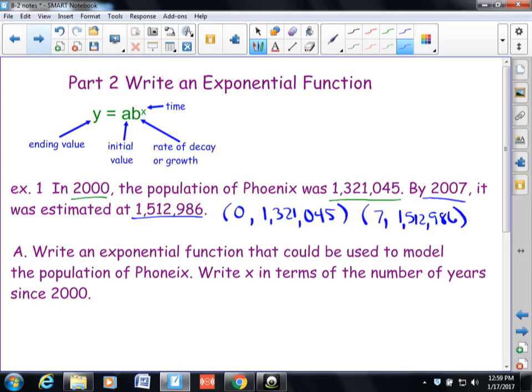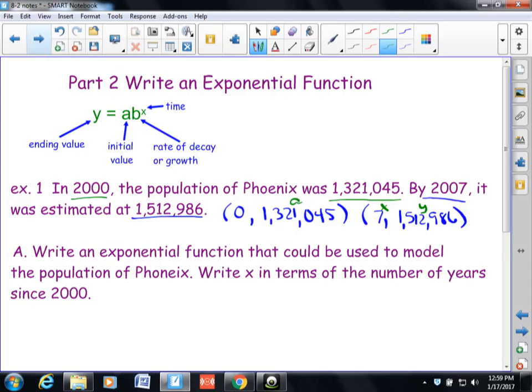So if we're going to write a function that would be used to model the population, we're not going to expect to be able to fill everything in. But what should we be able to fill in? Well, our initial value would be that initial population. So the initial value would be this. That would be our a. Then our ending value would be that population in 2007, because it's after that period of 7 years. So ending value would be our y. 7 is the number of years that have passed, so that's going to be our time. And so our unknown is going to be b. That's what we're going to be figuring out.